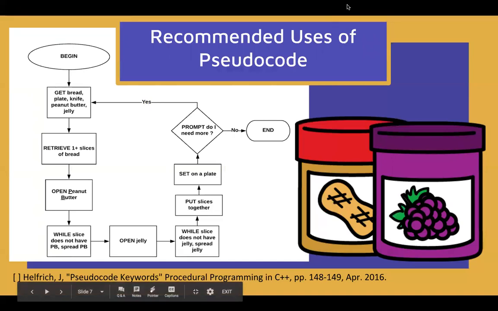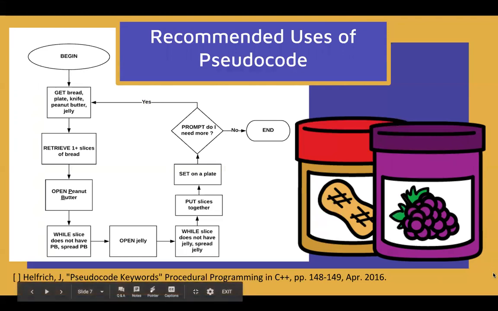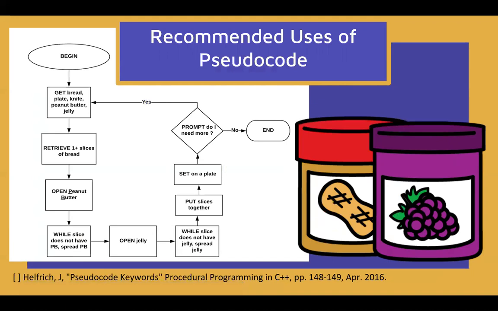Using a simple example most of us will recognize, here is a sandwich making pseudocode applied to a flowchart. This design is to guide the creation of a peanut butter and jelly sandwich. Some of the pseudocode keyword indicators here include begin, get, open, put, and set.